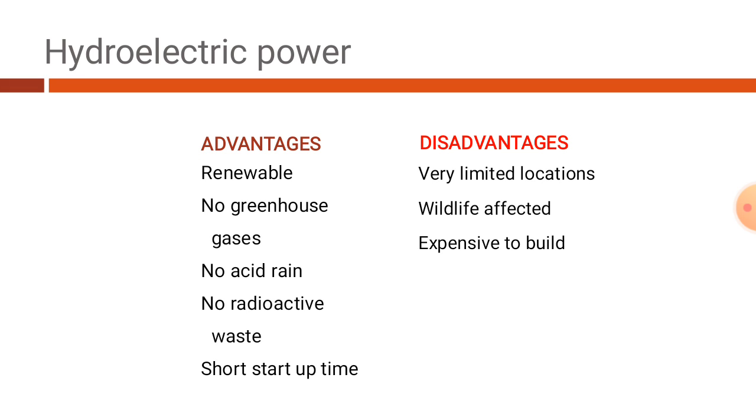What are the advantages and disadvantages of hydroelectric power? Advantages: they are renewable. There are no greenhouse gases. It doesn't cause acid rain. It doesn't give out any radioactive waste, and it has a short startup time. That is, after the construction, after the installation, it immediately kickstarts the production of electricity. What are the disadvantages? It can be installed in very limited locations. It also affects the wildlife, the animals, the birds as well, and it is very expensive to build as well.